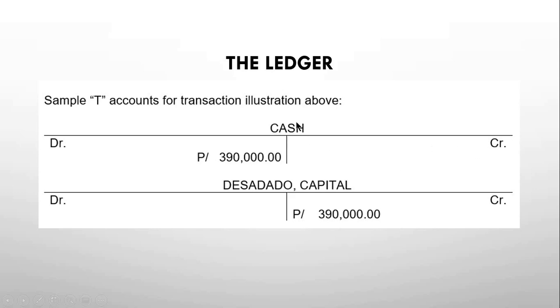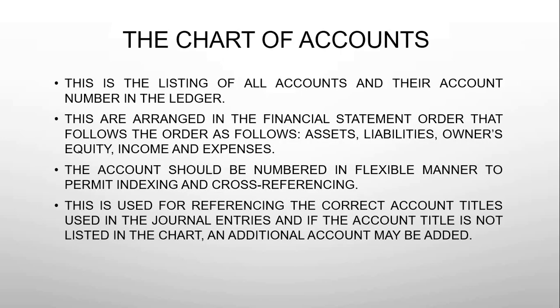So, yung cash doon, 'di ba, nag-increase ng 390,000 due to the initial investment. O, ilagay din natin siya sa debit kasi naka-debit siya sa journal. Ito naman, dahil naka-credit sa journal, credit din natin siya sa ledger. Okay? Of course, yung mga entries natin kanina sa journal, ilipat natin siya sa ledger.